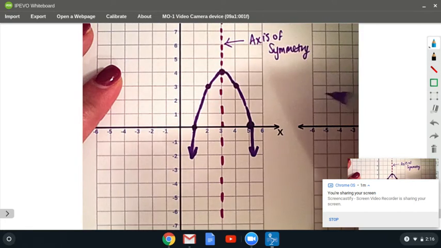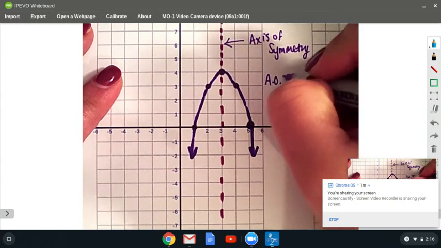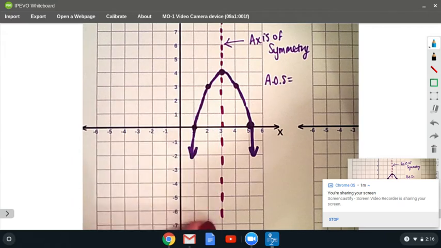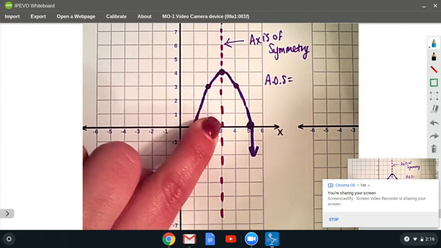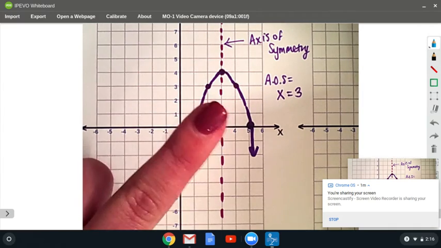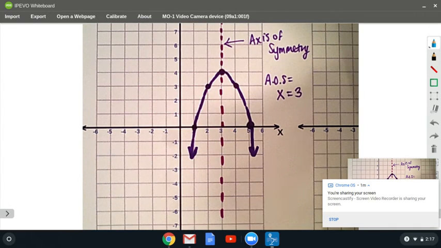So first, this pink line, if you recall, this is our axis of symmetry. So if I wanted to name the AOS, which is axis of symmetry, I would just look at what the x value is of this line. So the x value here is 3. So my axis of symmetry is x equals 3.